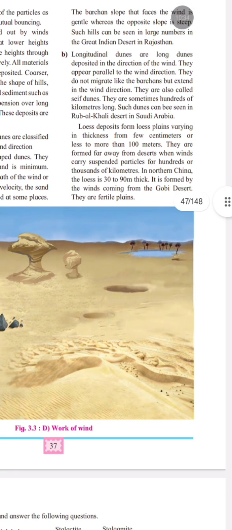Loess deposits. Fine wind-blown sediment can travel very long distances and get deposited far away from deserts. These deposits form loess plains. For example, northern China has thick loess deposits brought by winds from the Gobi Desert. These plains are very fertile.